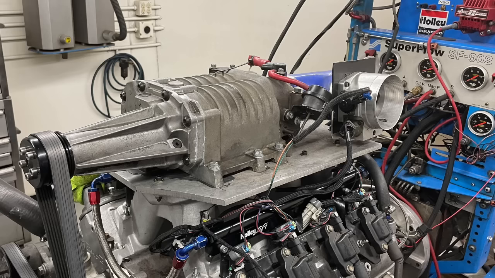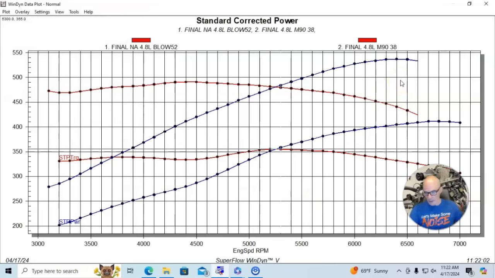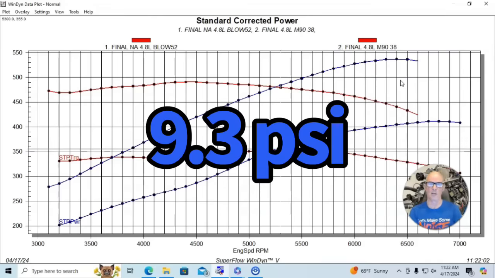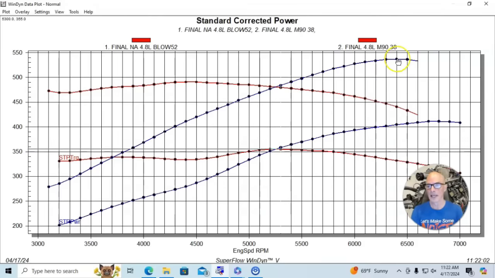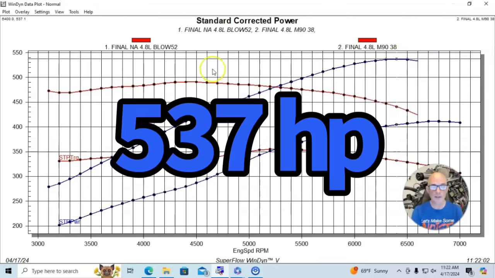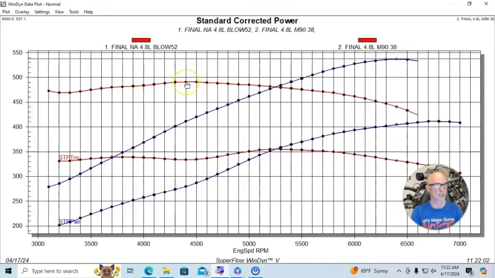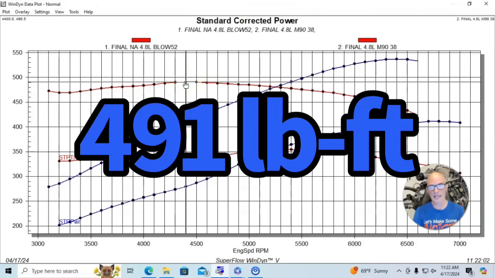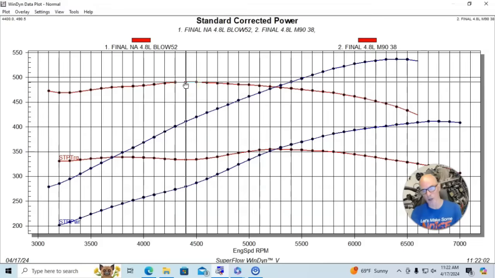This is the M90. You can see we got big gains everywhere. And this was about nine and a half pounds of total boost. And we made 537 horsepower. Peak torque checked in at 491 foot-pounds of torque. See, it's over 450 horsepower through most of the curve.